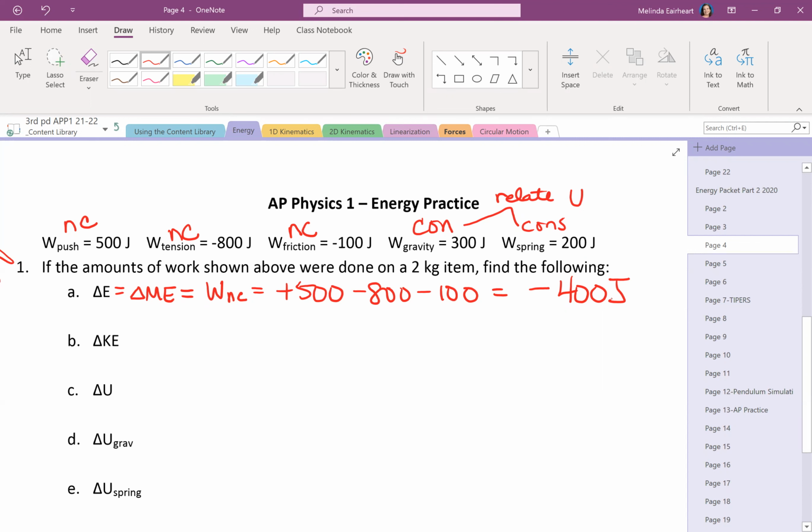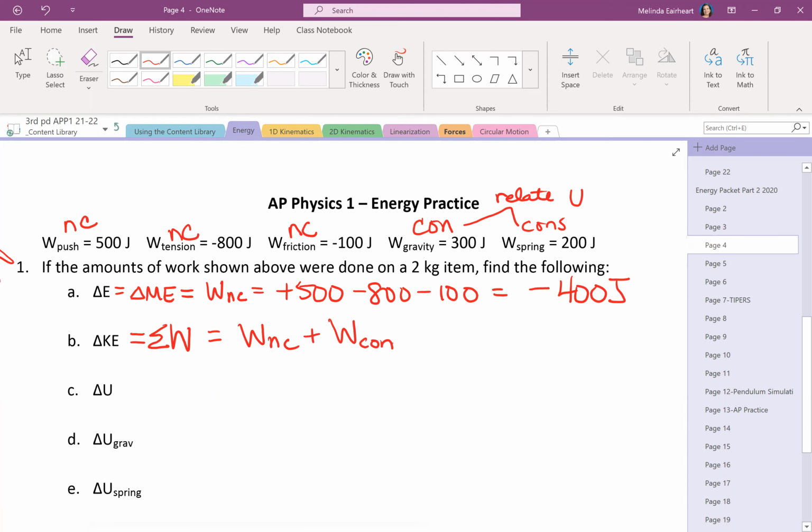What about changes in kinetic? Think back to our 3 versions of the work energy theorem. What kind of work gives us a change in kinetic? Net work. And so net work means we add everybody up. Now I'm going to do this one a little bit different. I could write down 5 numbers. We already summed the non-conservative. So isn't this a true statement? The non-conservative work plus the conservative work?